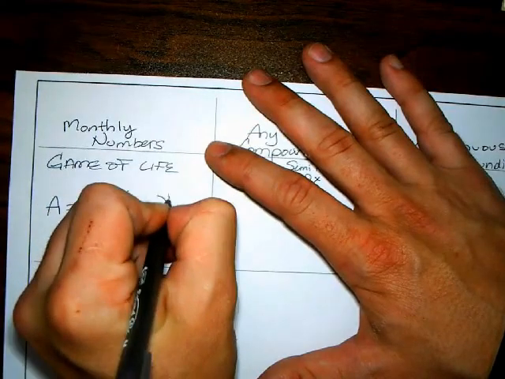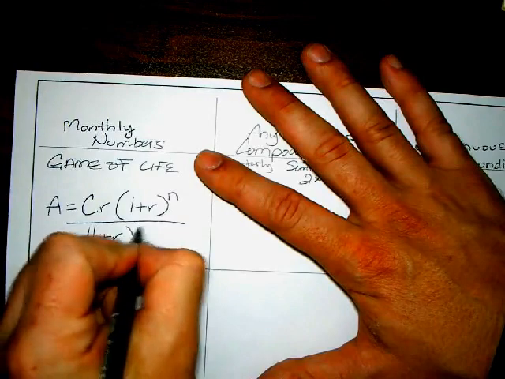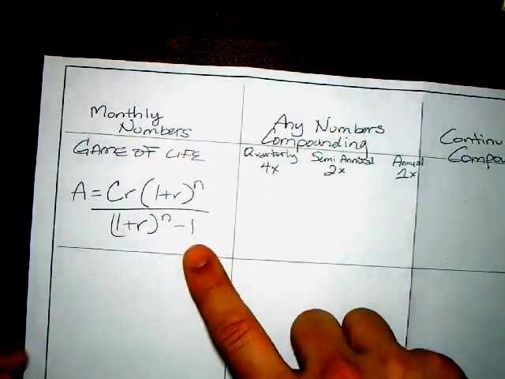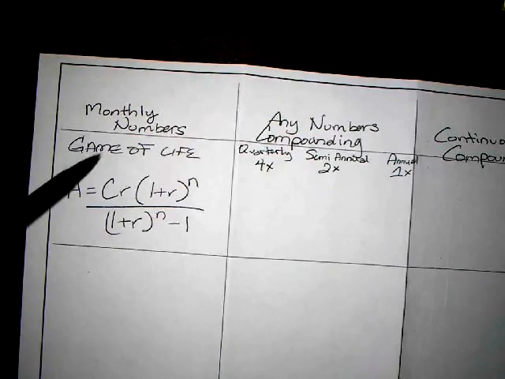(1 plus r to the n) over (1 plus r to the n minus 1), right? This was the formula we've been using over and over, and this is the very last thing we did on that quiz before we got out of here for spring break. So this is kind of touching on what we just finished.